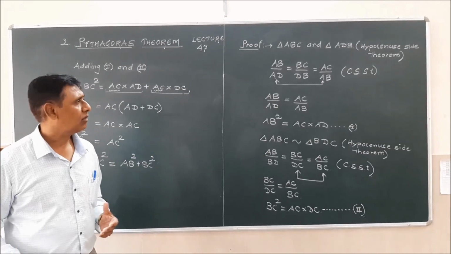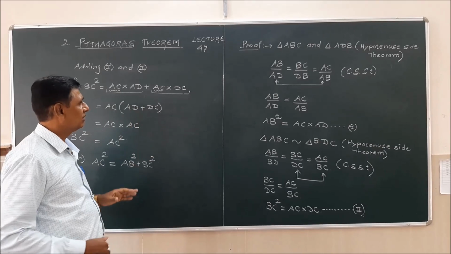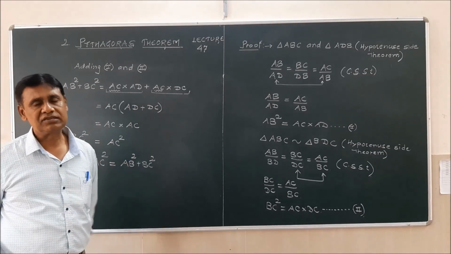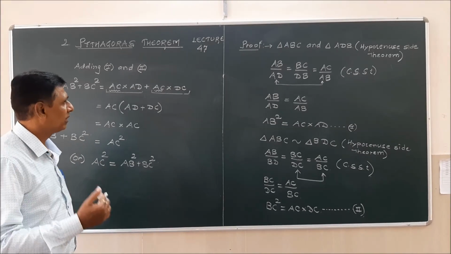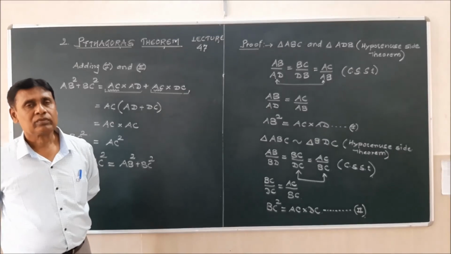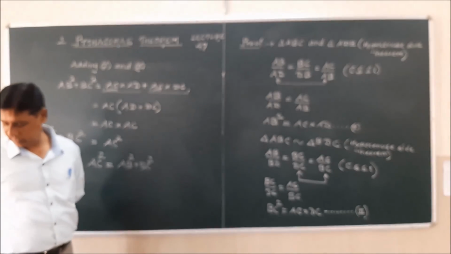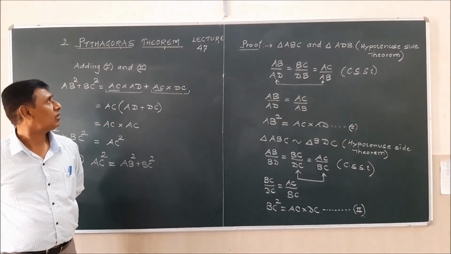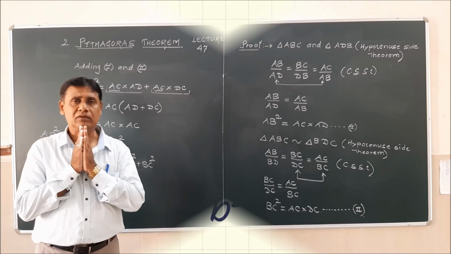Okay. So this is how you will find the very important Pythagoras theorem. We have finished. In the next lecture, I will be teaching you the converse of Pythagoras theorem. In addition to that, we will do the very important Apollonius theorem. So that's all for this lecture number 47. Thank you very much, dear students.